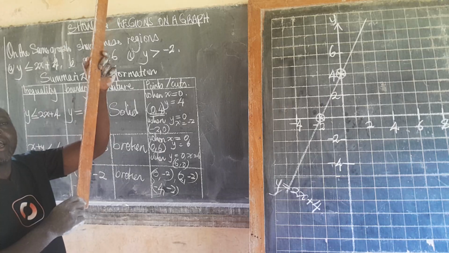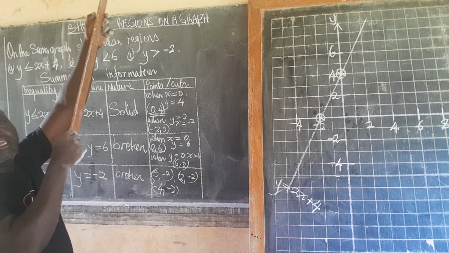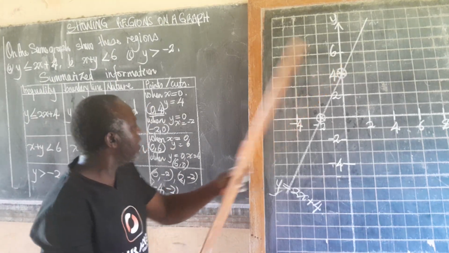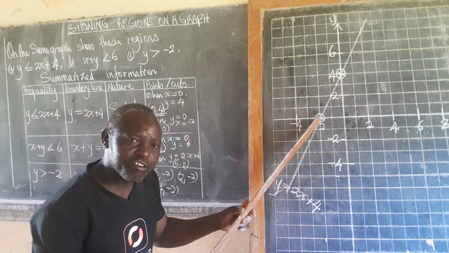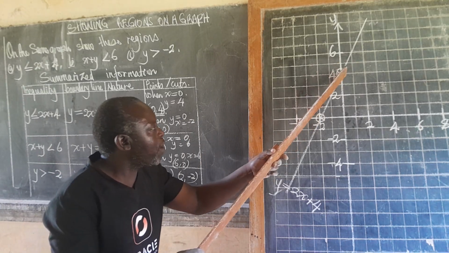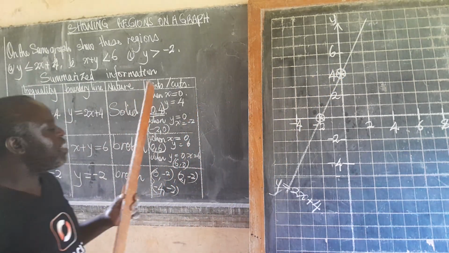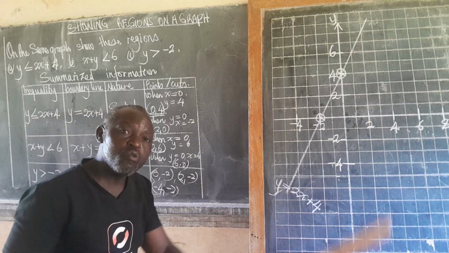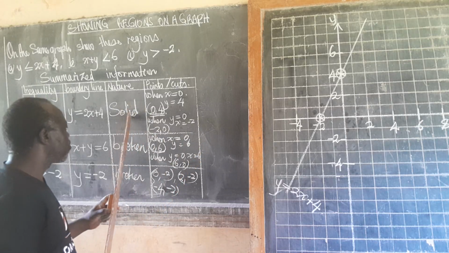And when it comes time for you to come down, you begin from where you ended and come down. This is (0, 4). Then (-2, 0). Those are the cuts. This is the y-intercept. This is the x-intercept. Then after that, we join them with a good line. Use a long ruler. The nature of the line is solid.